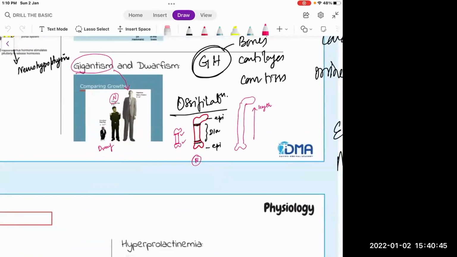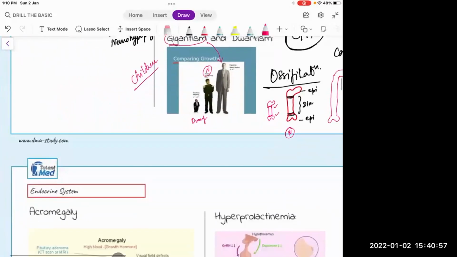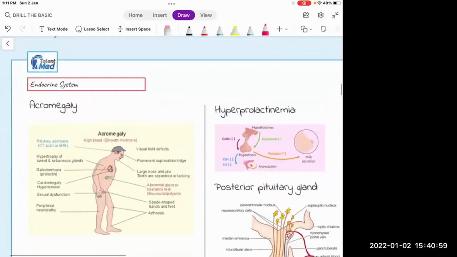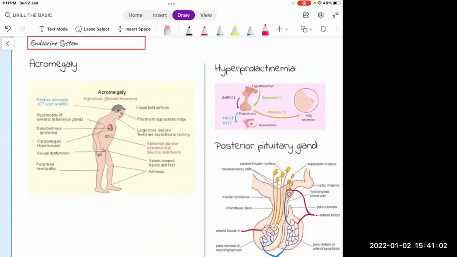Both gigantism and dwarfism are seen in children, that is, before the fusion of the epiphysis and the diaphysis, in respect to the growth hormone level. But if the person encounters the problem in adults, you call it acromegaly. Acromegaly is the condition where there is an excess of growth hormone after the fusion of the epiphysis with the diaphysis.